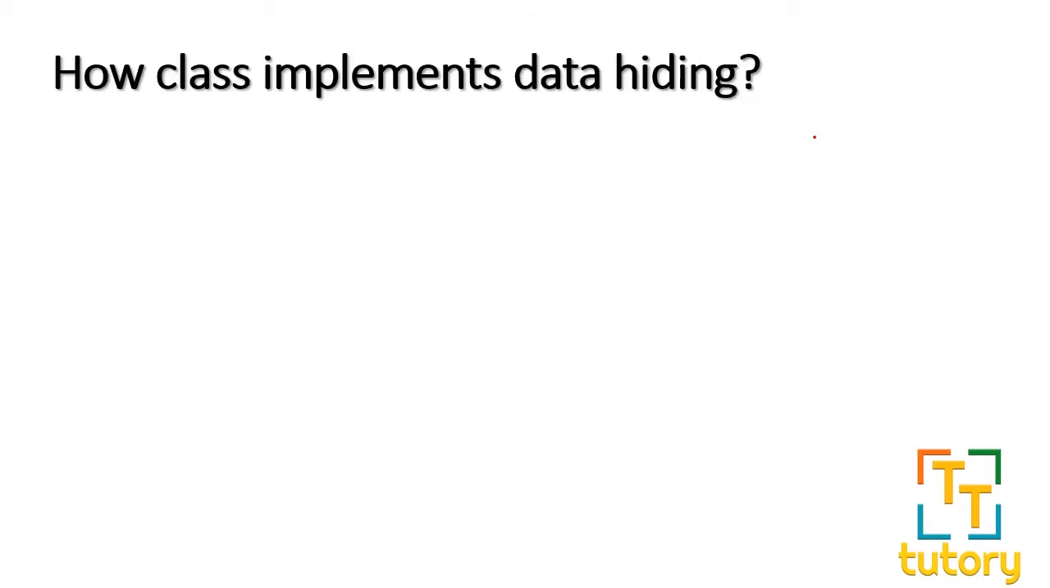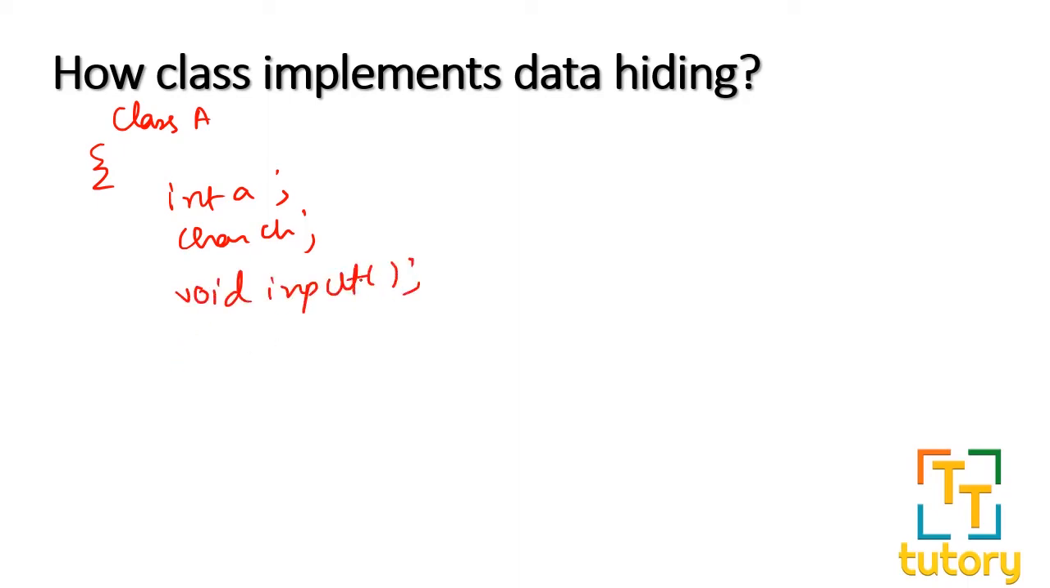Now, as I already mentioned, a class is encapsulating data members and methods. So here in Java, how does a class implement data hiding? We will look at that. Suppose we take a class A, with int a and char ch as data members, and we will have methods void input as one method and void display as another method. Okay, so these are very simple things.